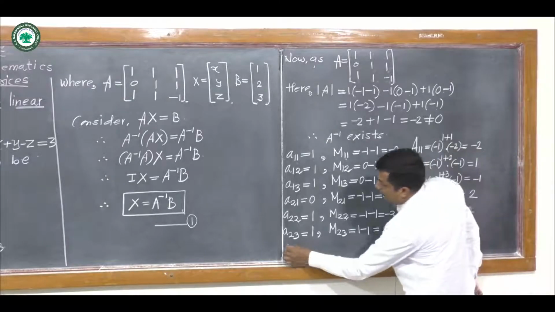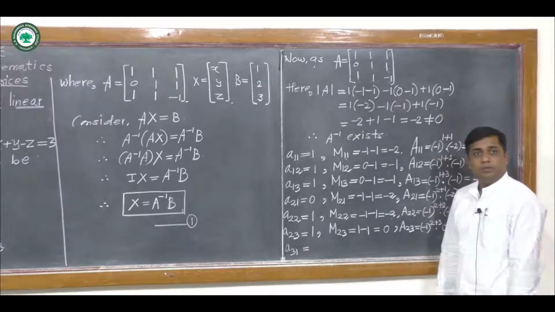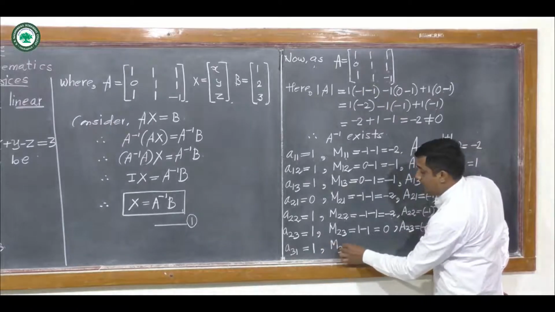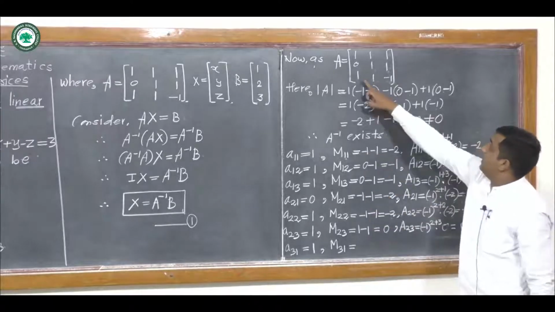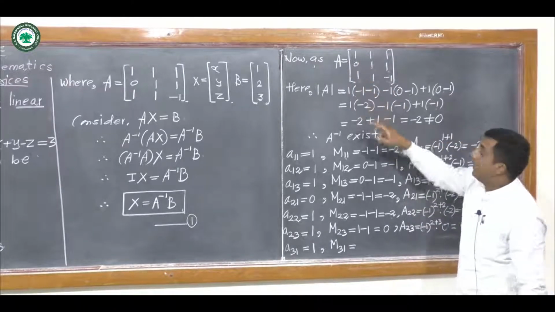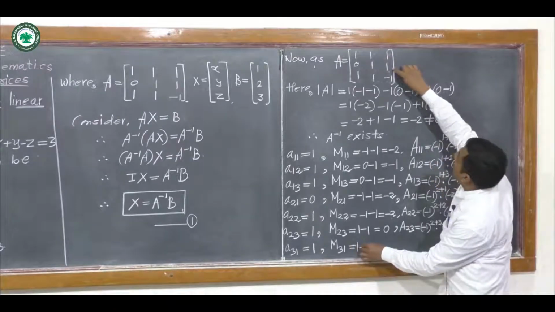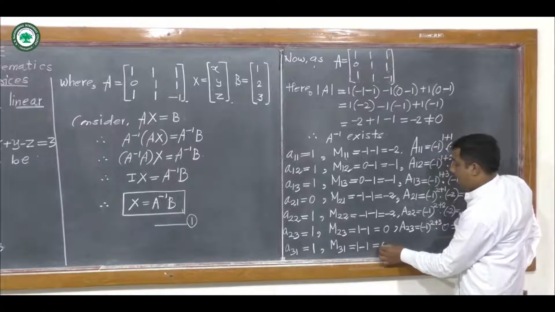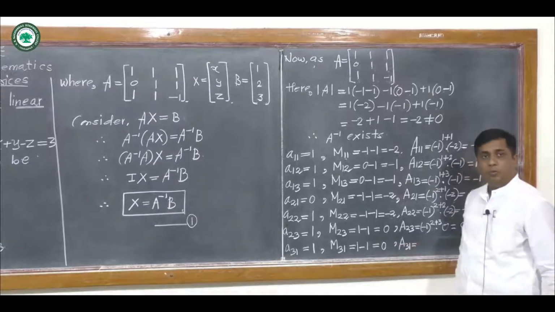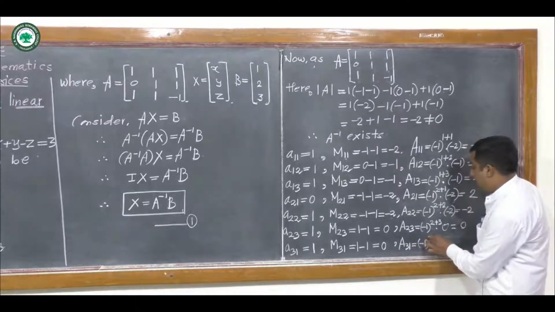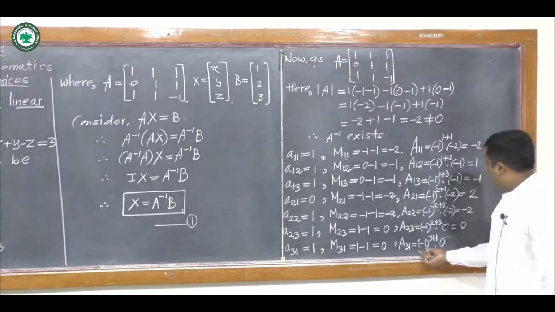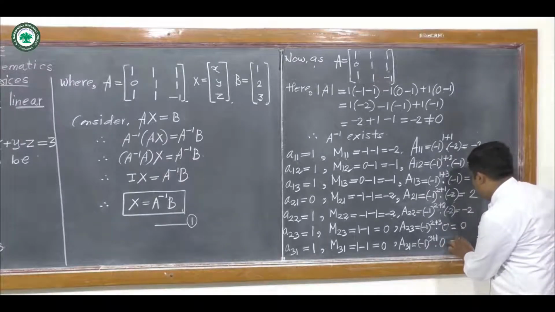Then for the next element, A31 is having 1, and its minor is M31. A31 is in the last row, the third row, and first column. So we delete the third row and first column, and here we have only 1 into 1 is 1, minus again 1 into 1 is 1, and this is equal to 0. Now A31 is equal to minus 1 raised to 3 plus 1 into 0. We know minus 1 raised to 4 is plus 1, and 1 into 0 is 0.